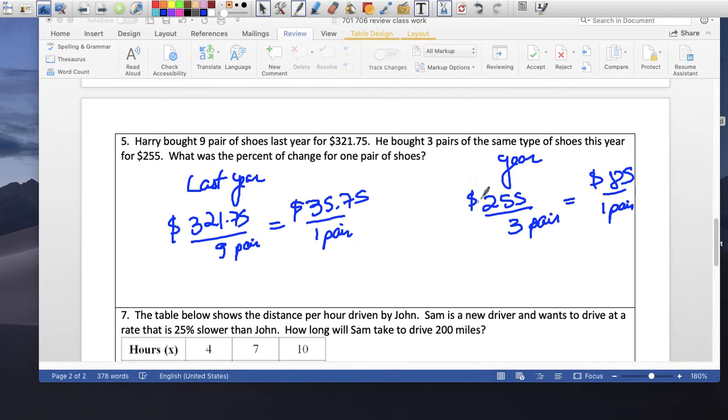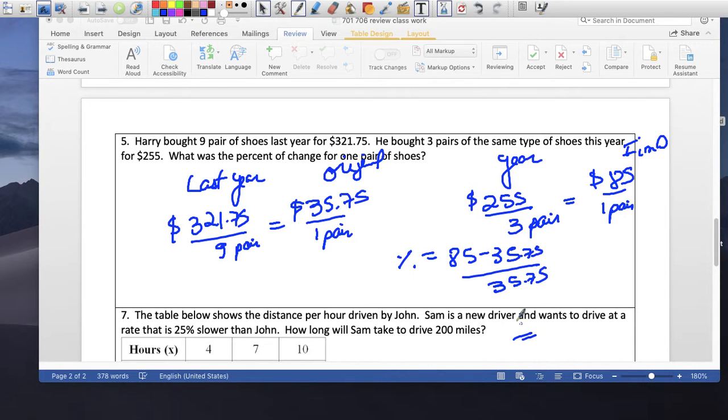So definitely an increase here, right? This is the original price, because it happened first, and this is the final price. So again, it's final minus original over original, so we're going to get 85 minus 35.75, divided by the original price, which was 35.75. If we put this in the calculator, it's 85 minus 35.75, which equals 49.25. Divide that by 35.75 and on the calculator you get 1.3776.